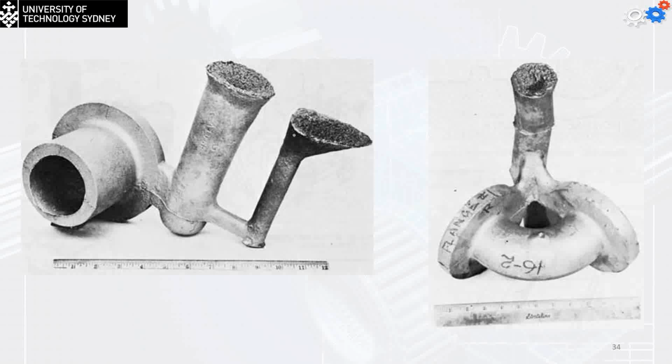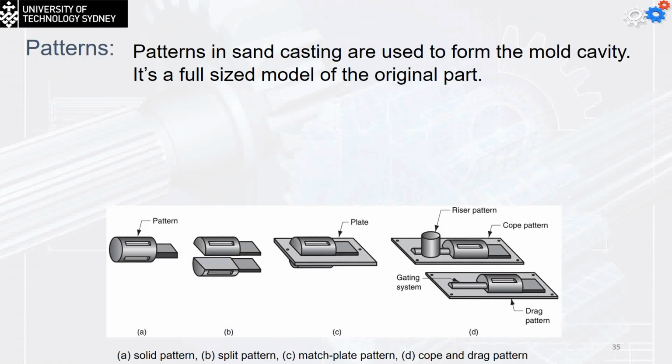So the patterns are used to form the mold cavity, and actually it's the full size model of the original part with oversizing. The pattern can be a single pattern. This can be a two halves pattern. Instead of taking the pattern and making it for the two halves, I can simply separate it into two halves. Also, I can have it as two halves with the base, similar to the one we saw in the video.